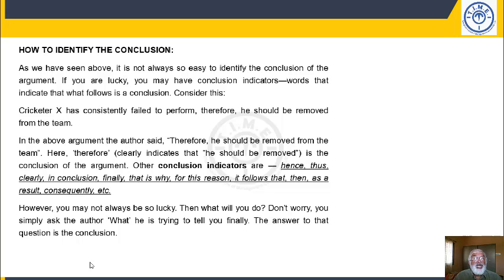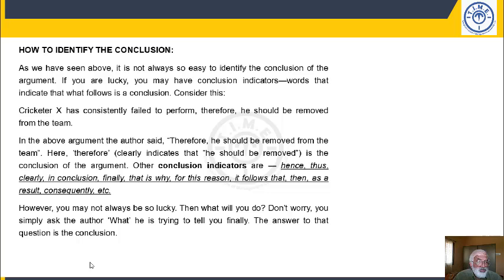If you're lucky, you may have indicators, right? For instance, indicators like therefore and as a result and consequently and subsequently, but you might not always have them. For instance, over here in the example, when you say he therefore should be removed, then therefore marks a conclusion statement. So you have hence and thus and clearly and in conclusion and finally and that is why or for this reason, and all these terms can actually present conclusions.